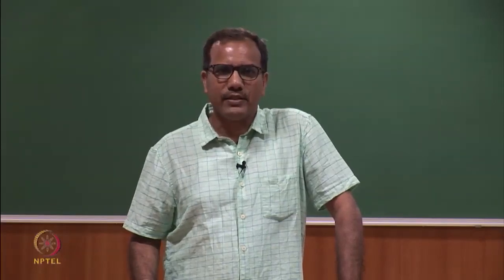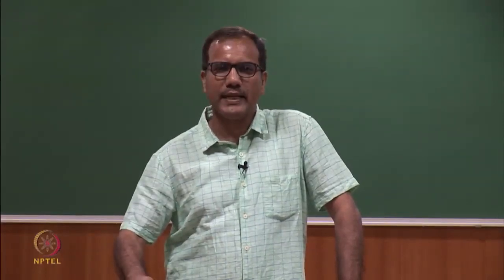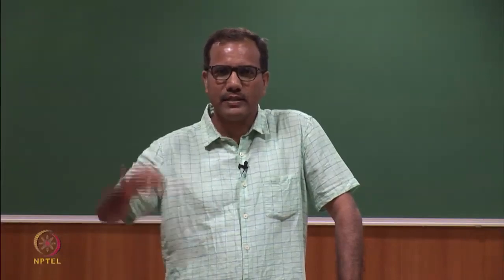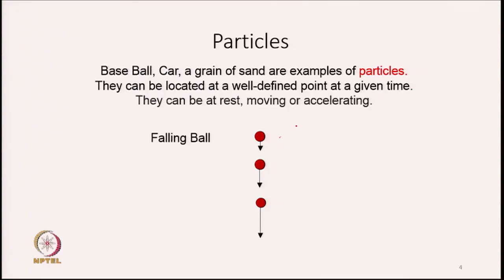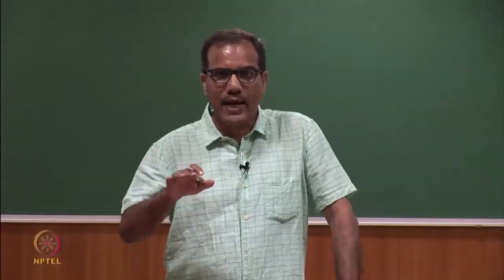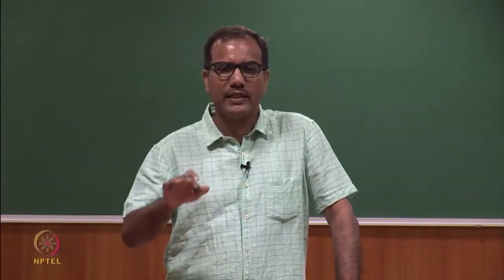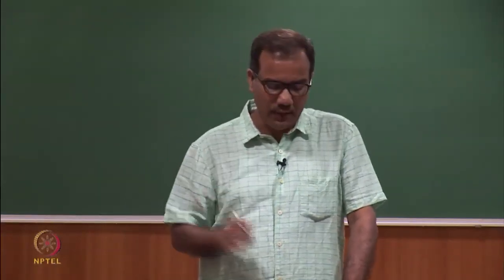They can be at rest. For example, this pen can be at rest, or it can be moving or accelerating. A ball is an example of a particle. Initially this ball is at this position and now it has started falling, and at a certain time it will be at this position, at another time at this position. With time it is changing location, but at a certain time its location is well defined, and that is how we define a particle.